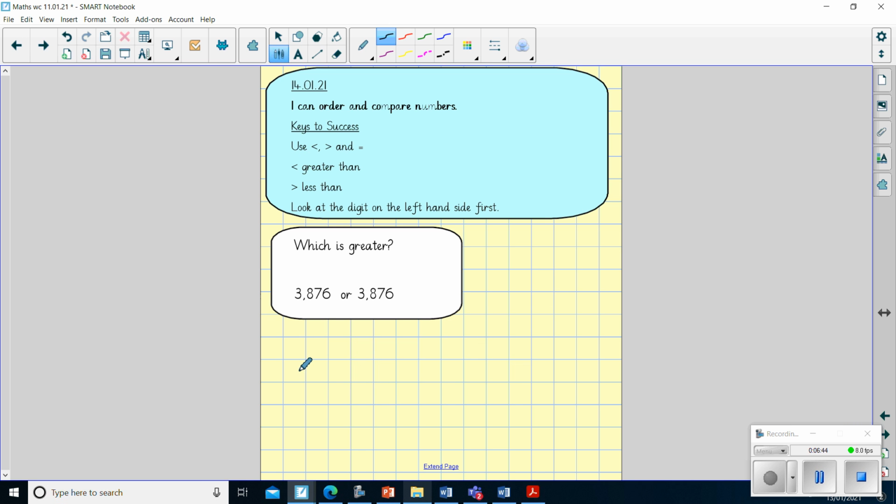Okay, now I've got 3876. Oh, and I've also got 3876. And you might have spotted already that those numbers are actually the same, but let's just double check. 3000s, correct, both the same. 800s, both the same. 7 10s, both the same, and 6 ones. So those numbers are equal. So we use our equal symbol.